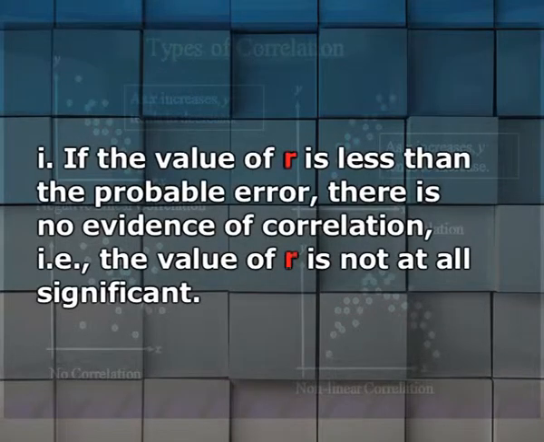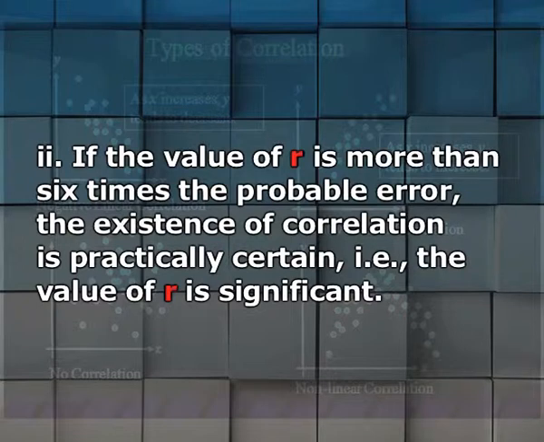Now the first one, if the value of r is less than the probable error, there is no evidence of correlation, that is, the value of r is not at all significant. Second one, if the value of r is more than 6 times the probable error, the existence of correlation is practically certain, that is, the value of r is significant.